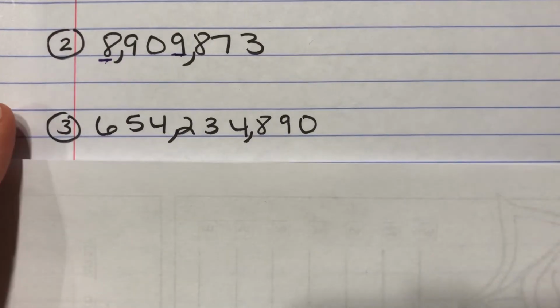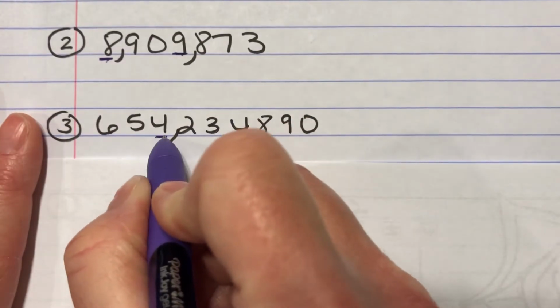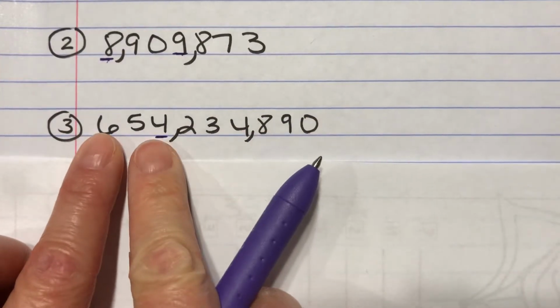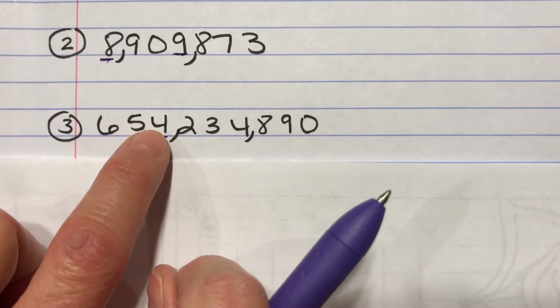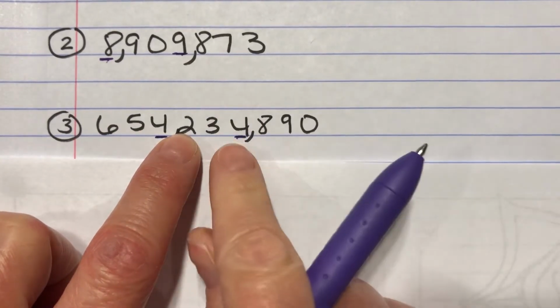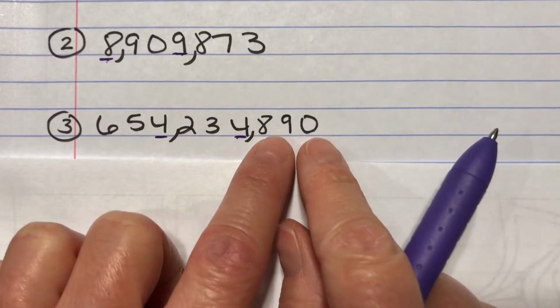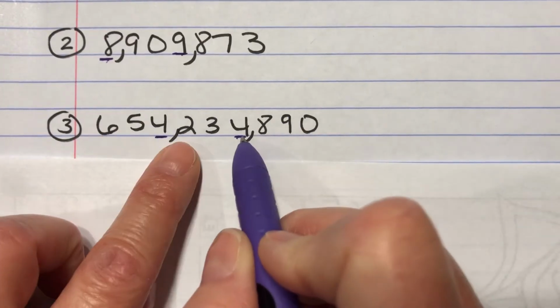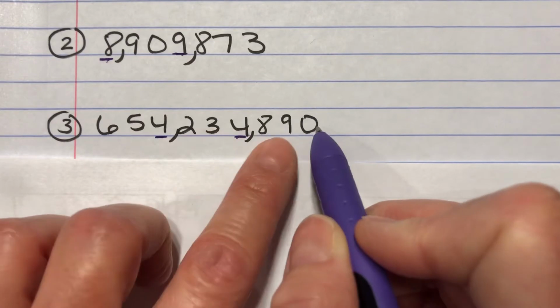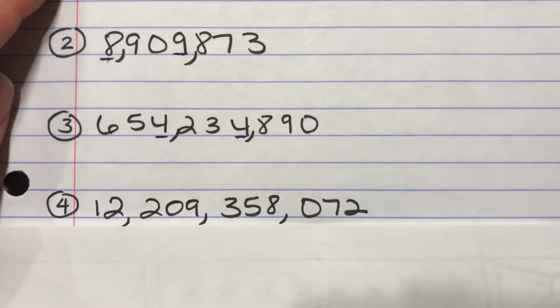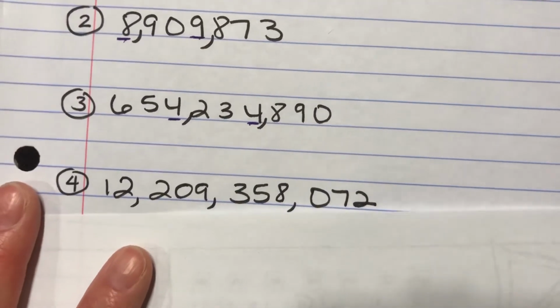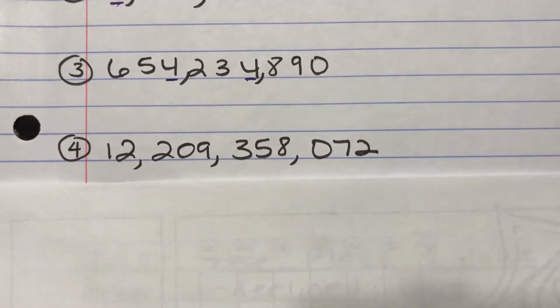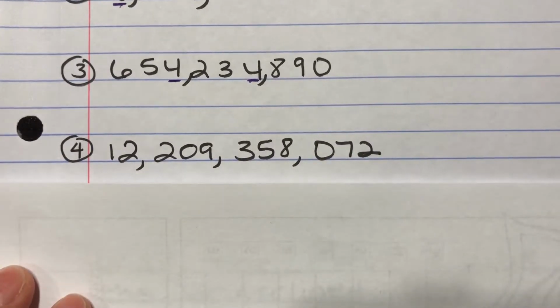For our next one, here's my first chunk. 654,234,890. All right, our last one like this, not our last one altogether, but our last one like this. Take a look at that, think about how you would say it.